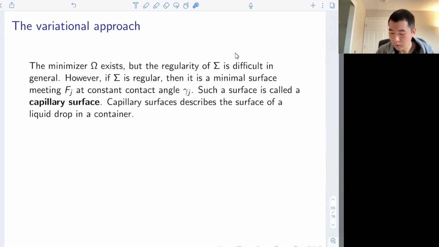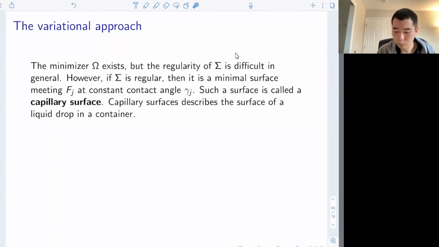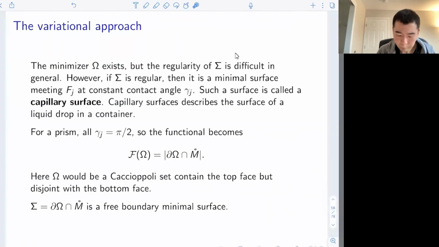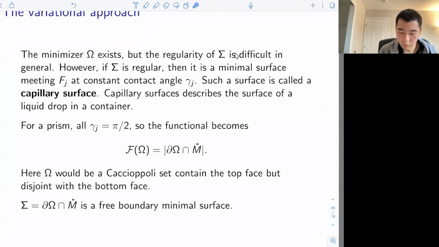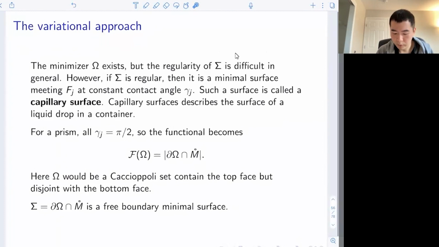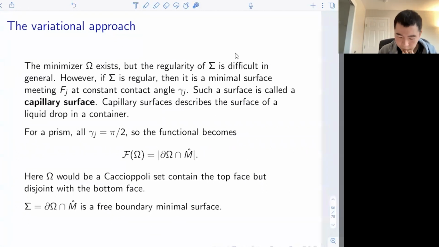Recently, and not much in geometry, but maybe more from an analytic point of view in the past. Anyway, a simple case is when the comparison model is a prism, these gamma j's are all pi over 2. So those cosine factors go away, right? Then the functional is just the area of the separating surface. In this case, you're just picking up the least area separating surface from the top to the bottom. And of course, if the surface is regular, then it's a free boundary minimal surface meeting the ambient boundary at pi over 2 everywhere.